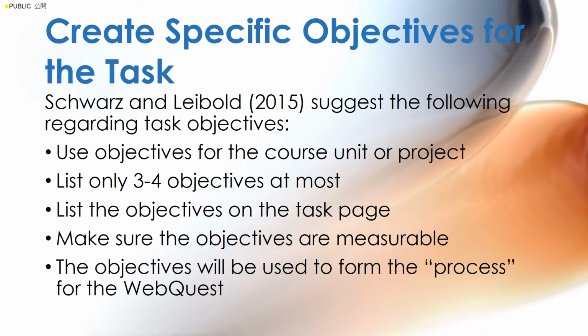In addition to the task, Schwartz and Leibold also suggest that there should be very specific objectives for the task. Use the objectives for the course unit or project that you're working on for the WebQuest. List only 3 to 4 objectives at most. List the objectives on the task page itself, and make sure the objectives are measurable. The objectives will be used to form the process for the WebQuest.